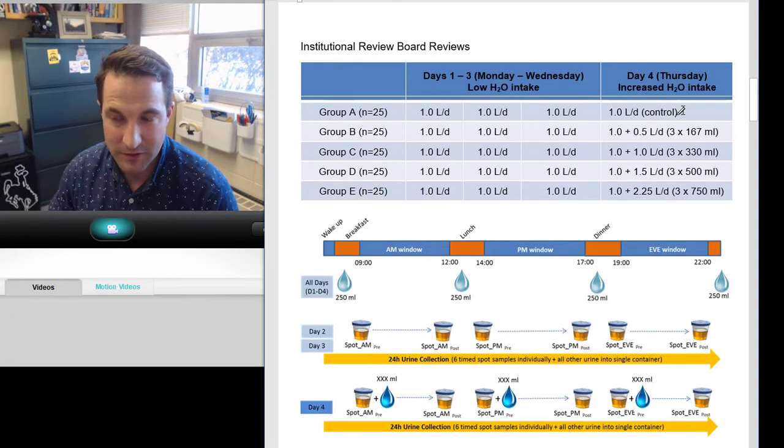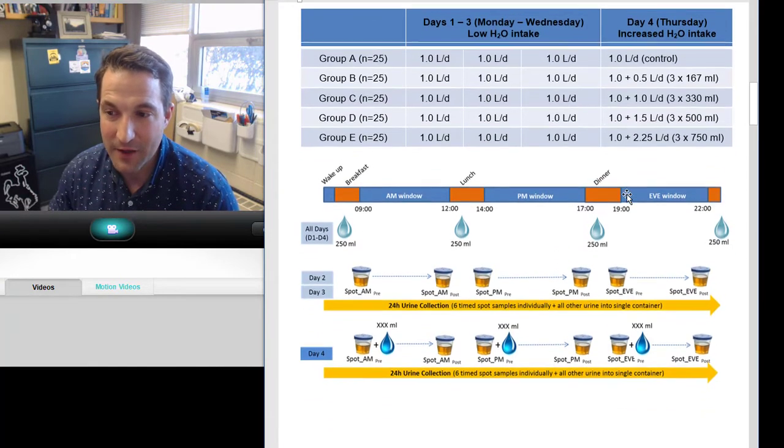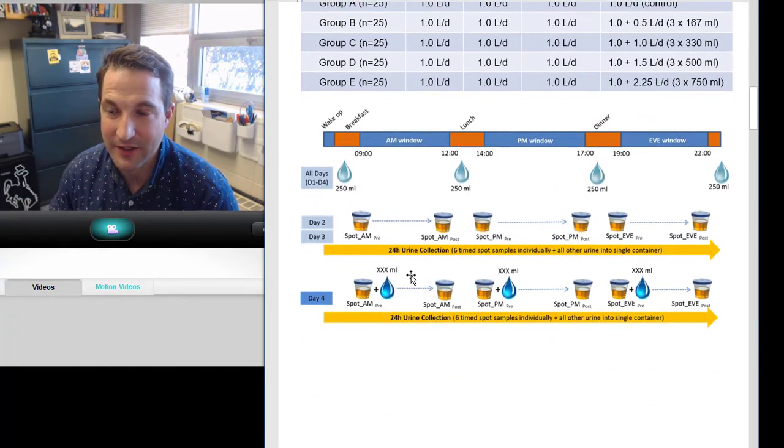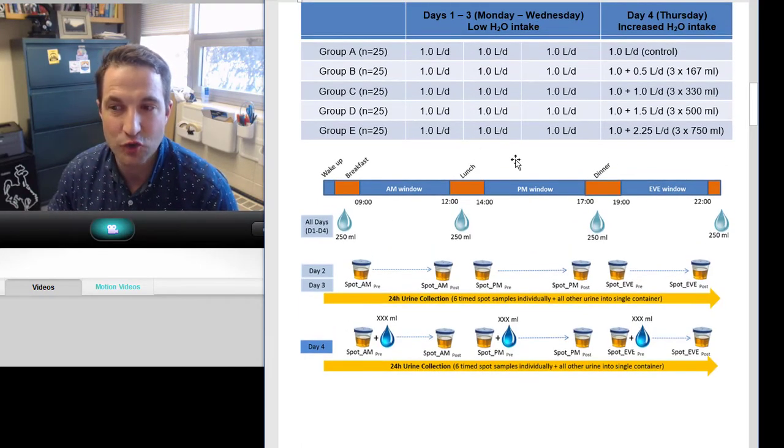Our control group stays at 1. Our group B gets extra water, half a liter. C gets an extra 1 liter. D gets an extra 1.5. And E gets an extra 2.25 liters. Okay? Then if we combine that with this figure right down here, this tells us a little bit more about their daily experience. This is once again that zoomed out version, and now we're zooming in on a typical day in the experiment. Okay?